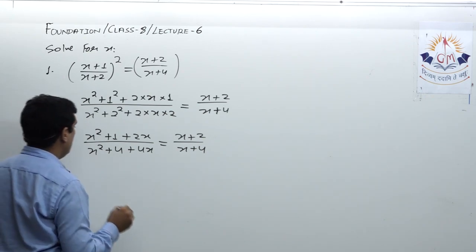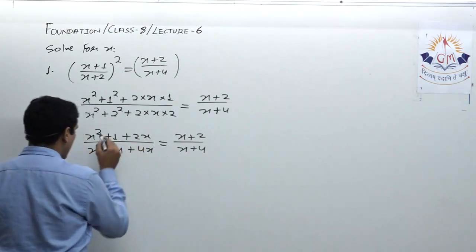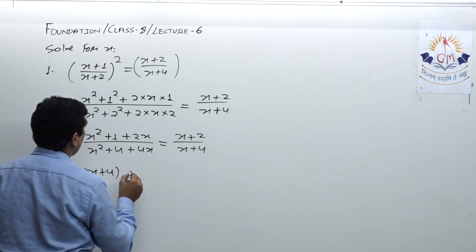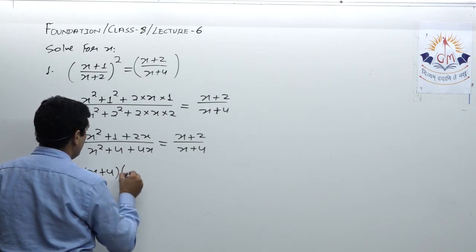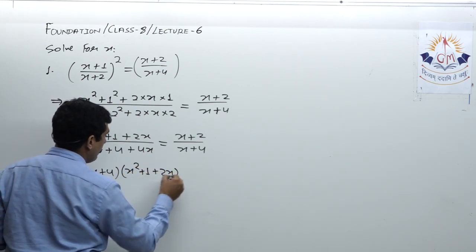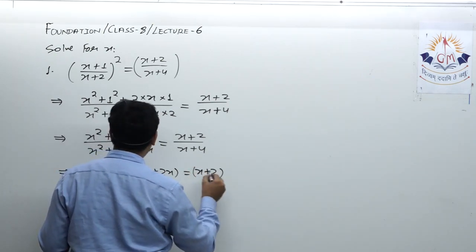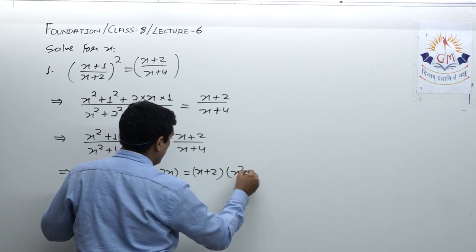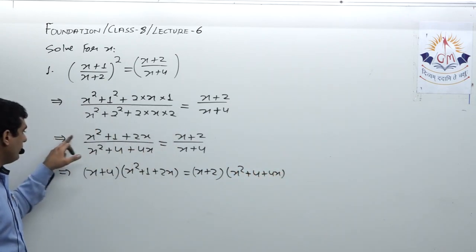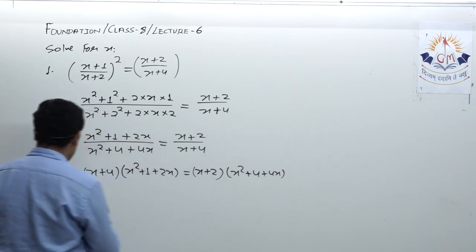Now it is not possible to simplify this further. Now I will start the cross multiplication. So x plus 4 into x square plus 1 plus 2x is equal to x plus 2 multiplied by this x square plus 4 plus 4x. Okay, x plus 4 with this and x plus 2 with this. Now let us see what we'll get further.